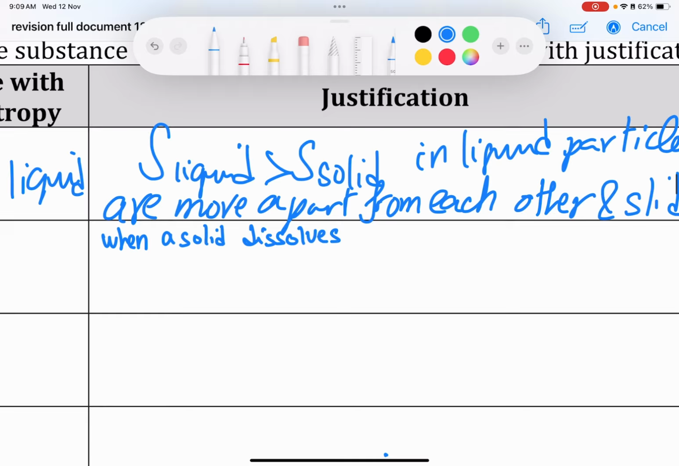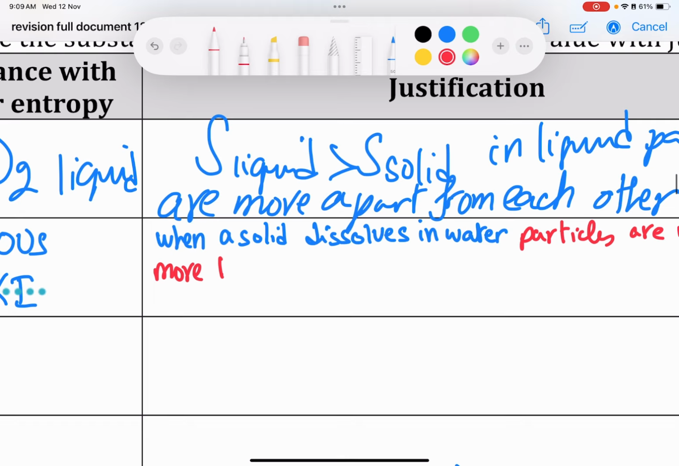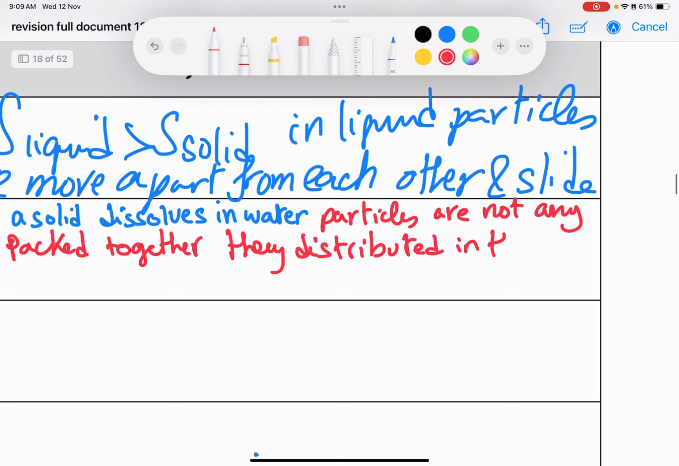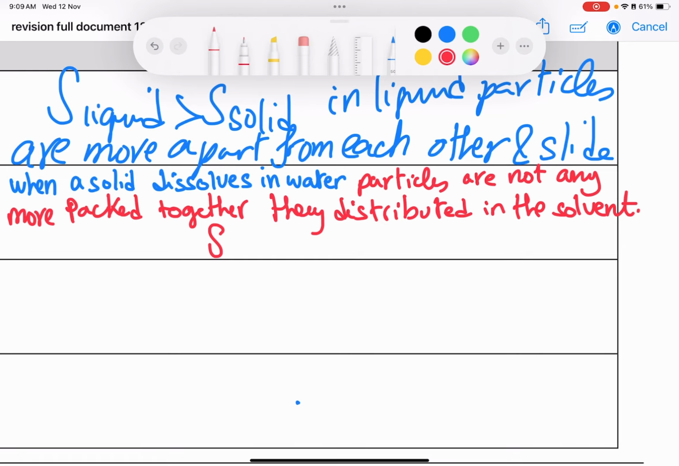So, when a solid dissolves in water, particles are not packed together anymore. They become distributed in the solvent, or I can say in the solution. So it is a rule, the entropy of aqueous is more than the entropy of solid.